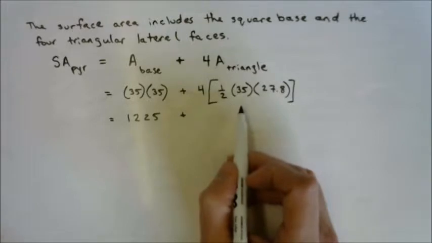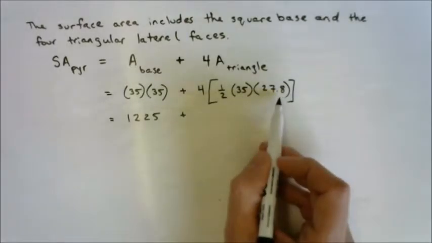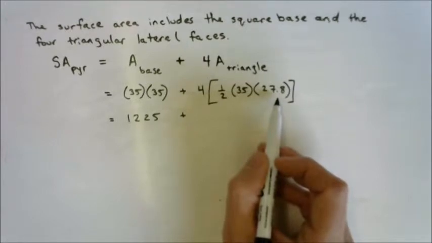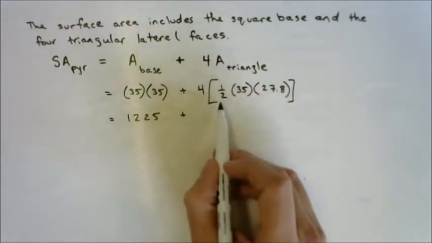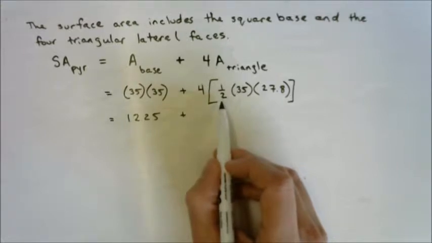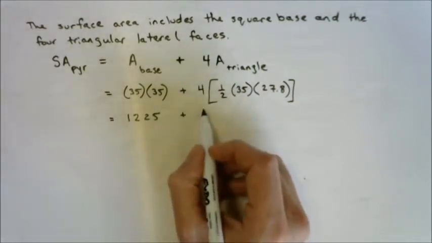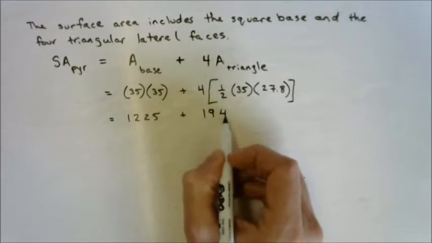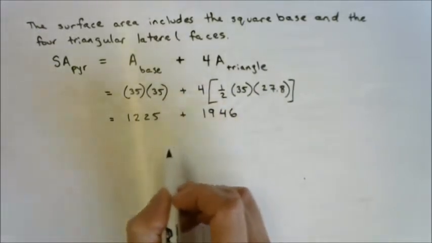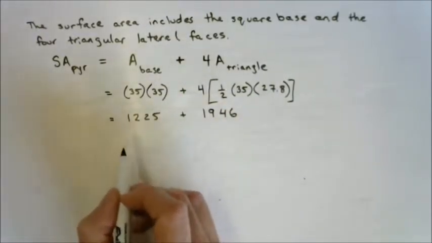And now over here, it's a little bit trickier. Here's what I would do. I would do 35 times 27.8, and then you can either divide that by 2 or multiply it by 0.5. 486.5. And then multiply it by 4. 1,946. You should have gotten 1,946 for that part.